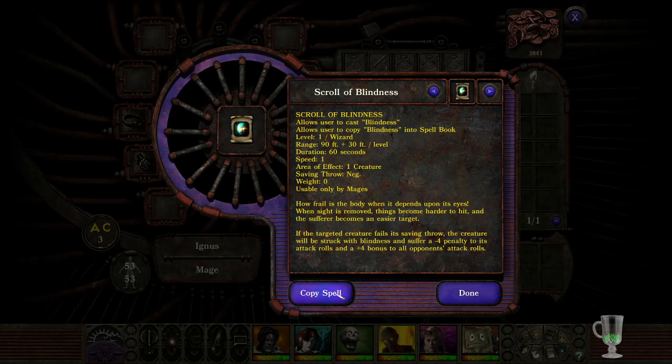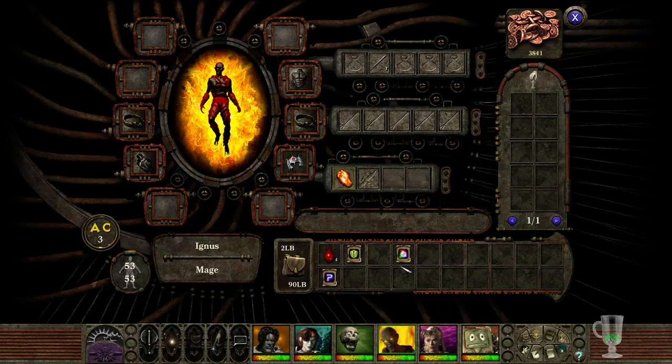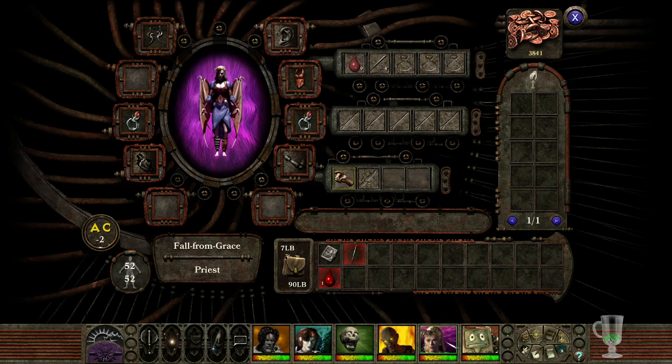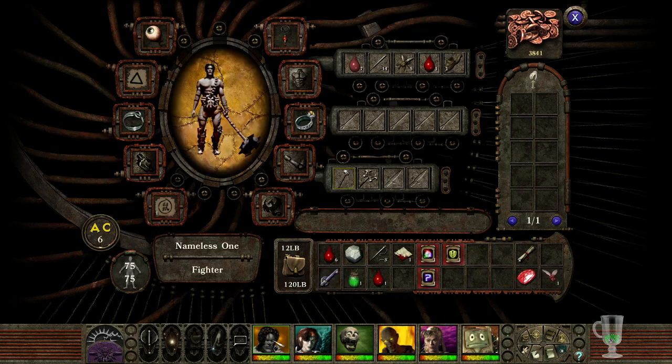I mean, I don't think he's gonna get that. How frail is the body when it depends upon eyes? When sight is removed, things become harder to hit, and the sufferer becomes an easier target. Copy. The fucking... Man, it's horrible. Can I give her stiletto? Why can't she use, like, items? Why is she stupid?